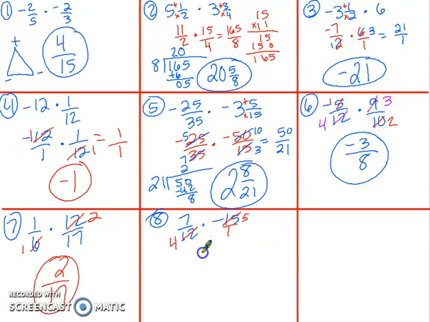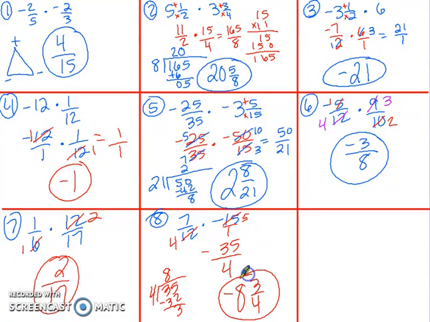7 times negative 5 is negative 35. 4 times 1 is 4. To turn this into a mixed number, I divide. I put the top number inside the house. 4 will go into 35 8 times with 3 left over. So 8 is my whole number. The remainder is my numerator, and I keep the denominator. Negative 8 and 3/4.